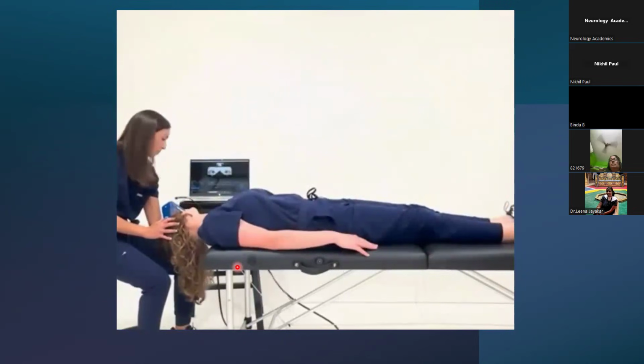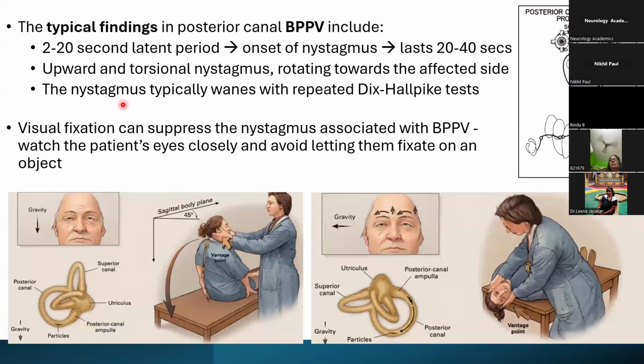So how exactly is the nystagmus? In a typical posterior canal BPPV, after a 2 to 20 second latent period, we have the nystagmus, which is an upward and torsional nystagmus, and the rotatory component is towards the affected side. And this nystagmus lasts for around 20 to 40 seconds. And there is always an element of fatigability. So when we repeatedly do the Dix-Hallpike, the nystagmus comes down. And again, as I said, visual fixation can suppress the nystagmus, so we should avoid fixation.